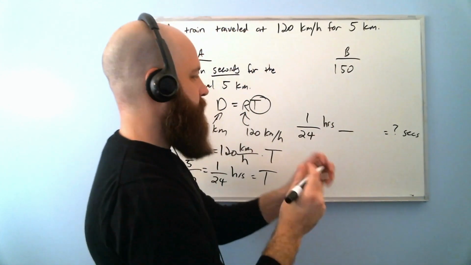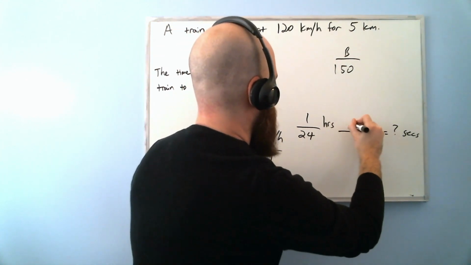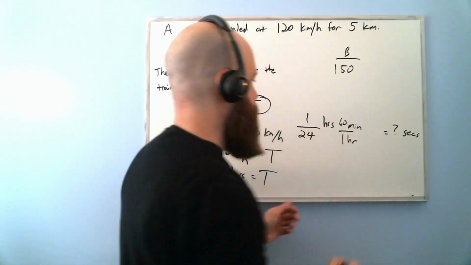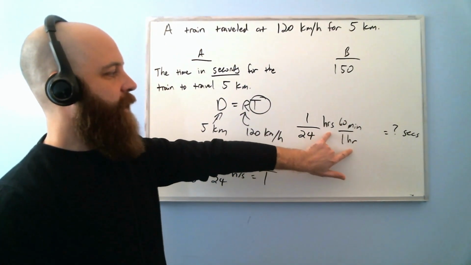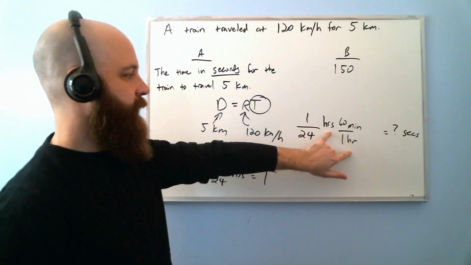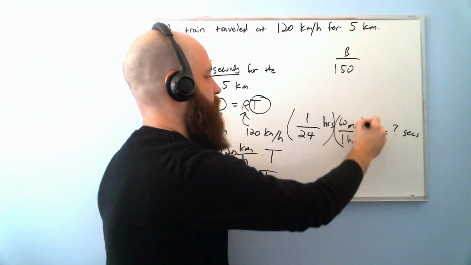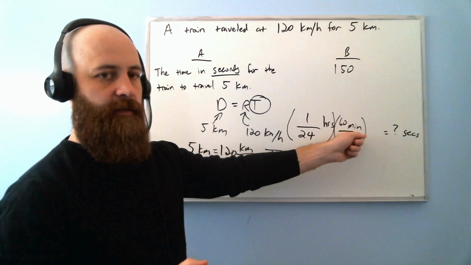So how many minutes are there in an hour? 60. Okay, so I'll write 60 minutes over 1 hour, right? Because that's a true statement. There's 60 minutes in 1 hour. And then notice I wrote it with hours on the bottom so that hours will cancel, right? I've got 1 over 24 hours. If I multiply that by 60 minutes over 1 hour, the hours will cancel, and I'll be left with minutes.